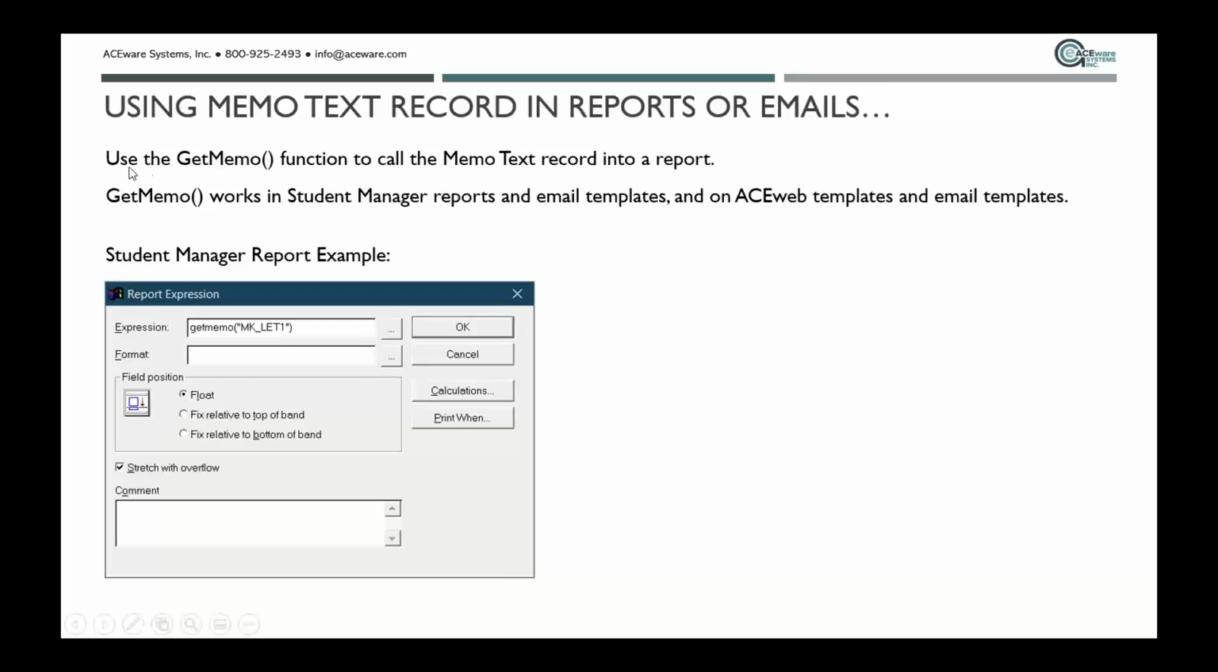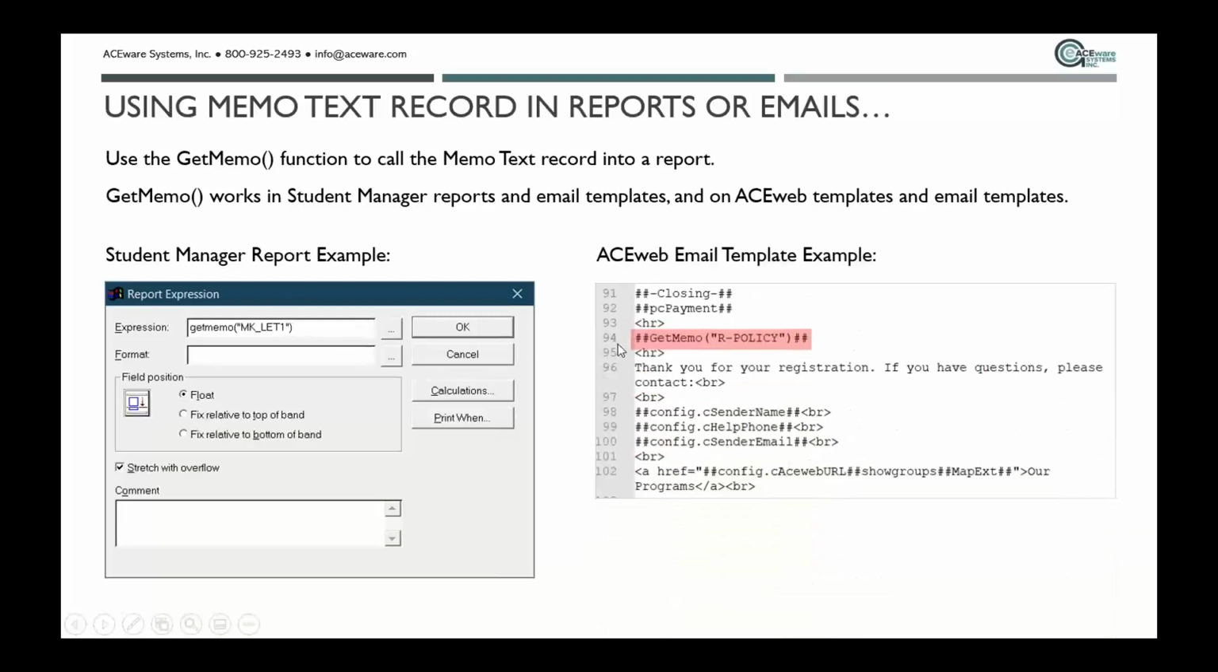How do you use it? It's the get memo function, the Student Manager function that will drop memo text into a report, and it also works with email templates and on ACEware templates. So again, that is one of the functions that is universal between Manager, ACEware, and email tools. And again, you can drop it into a report with the report expression in ACEware email templates. The get memo function, again, works exactly the same way.